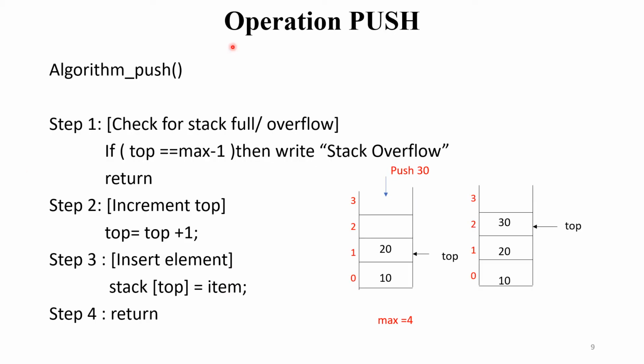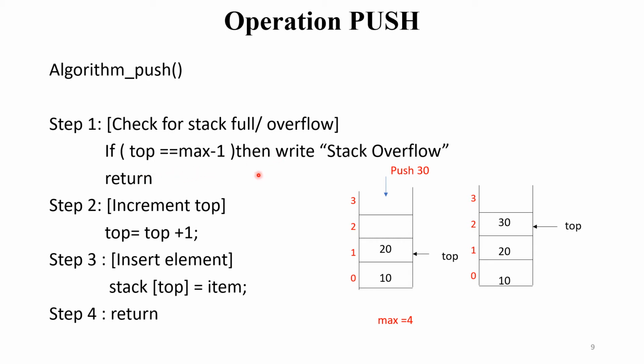Operation push. Push means insert a new data in this stack. The algorithm for push is: step 1, check for stack full or overflow. The condition is if top is equal to max minus 1, then write stack overflow and return. So here now top points to the first index, so top is 1. Max is 4, so 4 minus 1 is 3. So 1 is equal to 3?